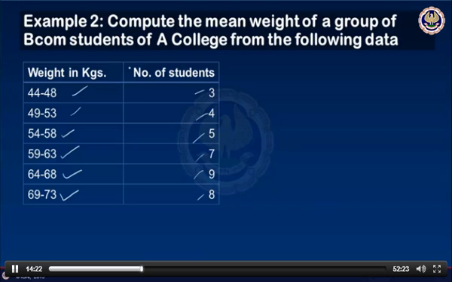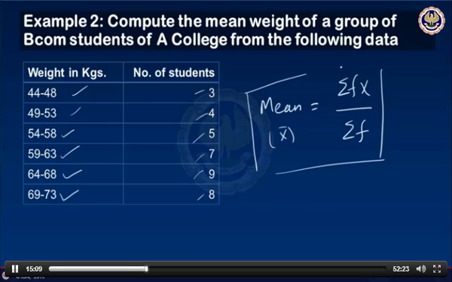Already we have discussed how we can compute the mean in the case of a frequency distribution. By taking the mid values of the given class intervals, we assume that the mid values are x, and the mean equals summation of fx by summation of f. This is the average formula when the mean is computed based on the mid values. Keep it in mind. In the next slide we will also see how the mid values are calculated.